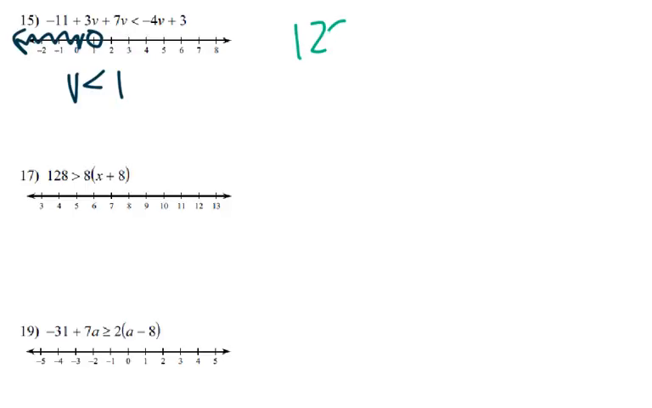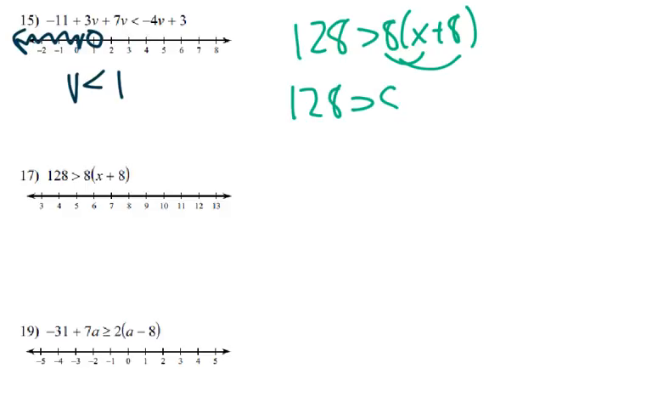So 128 is greater than 8 times x plus 8. So we've got to distribute that 8 to both of them. So we're multiplying by that 8. 8 times x is 8x. Times 8 is 64. Minus 64 from both sides. We get 128 minus 64. That's going to be what? 4 would be, so it would be 64. Cuts it right in half, doesn't it?